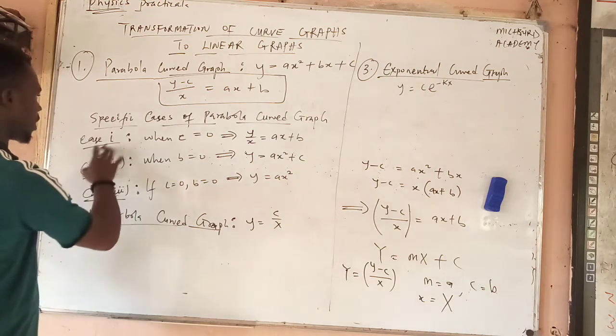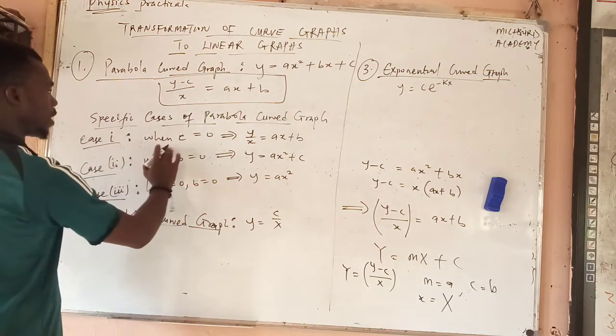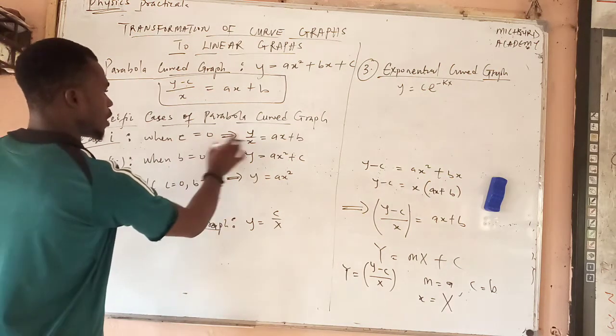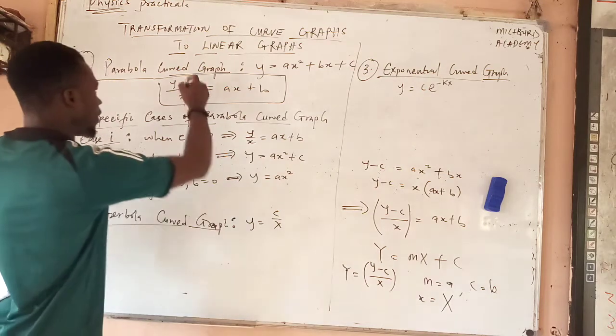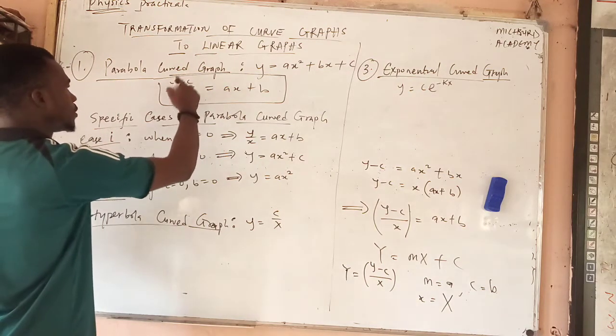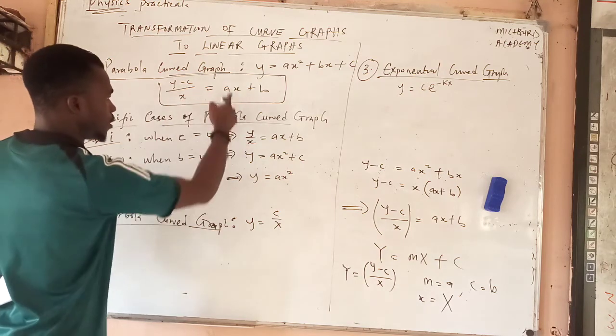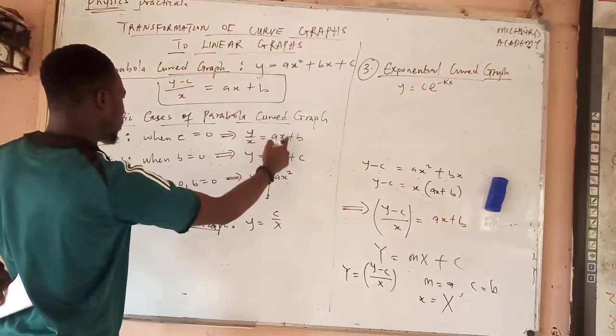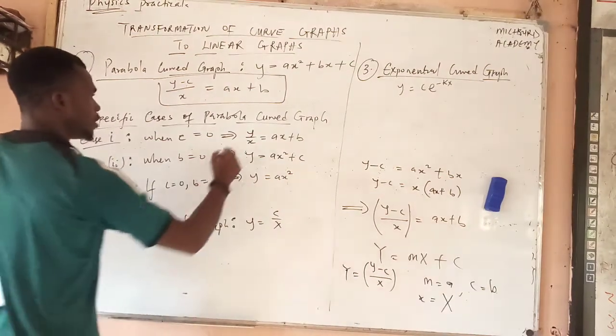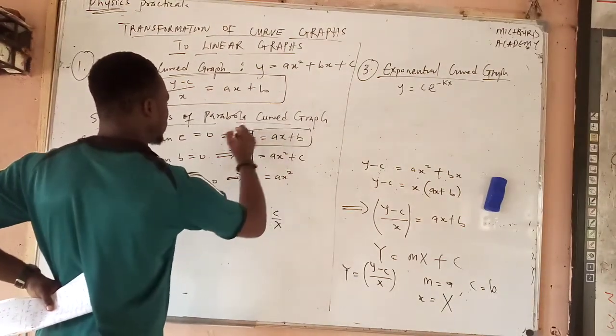The first one, we have case 1, where c is equal to 0. This means that if our c is equal to 0, then we are going to have just y over x equal to ax plus b. So the equation will now be in this form.